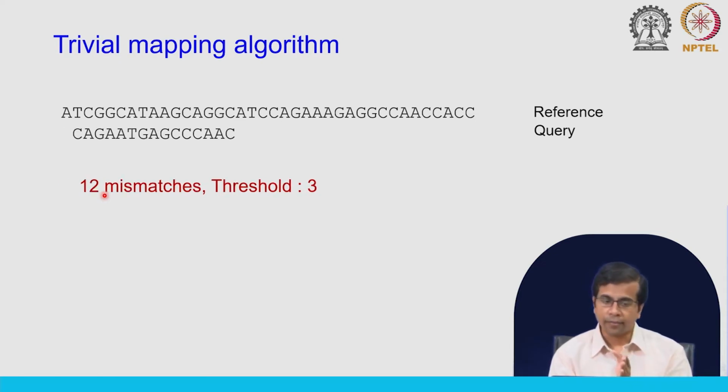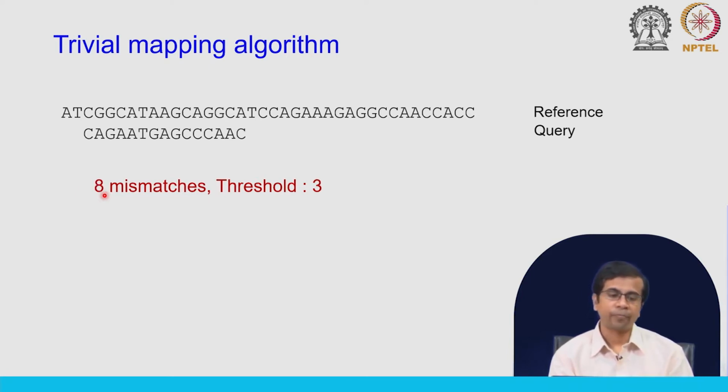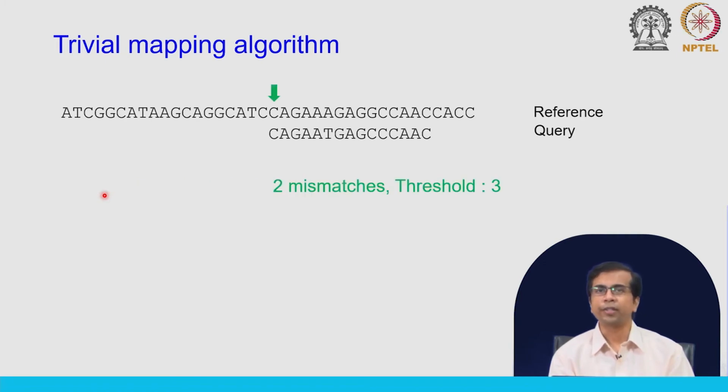We move along, sliding along the reference sequence, and again count the number of mismatches. Here it is 12, again higher than the threshold. We continue, and here there is a slight decrease to 8 mismatches, but this is again higher than the threshold we have set. We continue this process until we reach a point where we have 2 mismatches, which is below the threshold we have set. So, this is the location of this read.